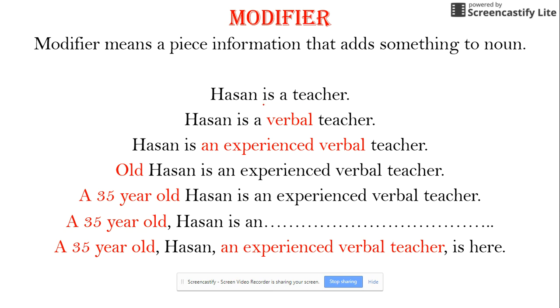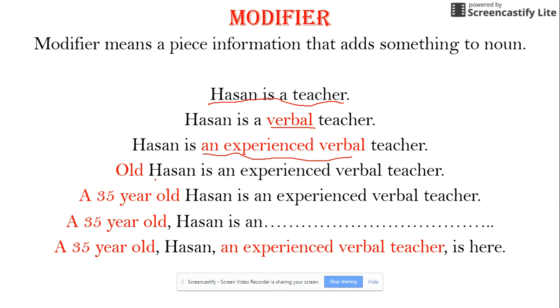Look here, first we will understand what a modifier actually is. So Hassan is a teacher, right? This is the simple information. But when we say a verbal teacher, it means now we are adding information that's verbal. This verbal is a modifier. Look, now we exaggerate a little more. So it is now an experienced verbal teacher. So it was a simple teacher, now with elaboration, an experienced verbal. It means this is a modifier for teacher.